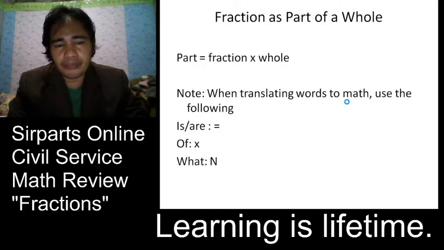Okay, so this is our problem, fraction as part of whole. Just a review from last time: we have part equals fraction times whole. So when translating words to math, use the following: "is" means equals. Okay, that's a review from last time.